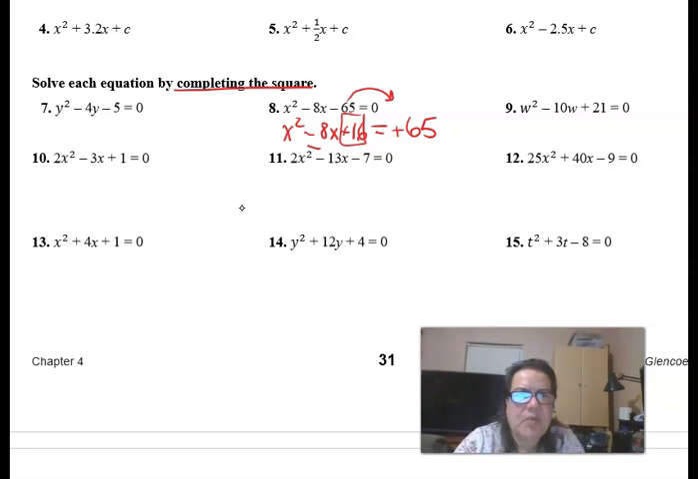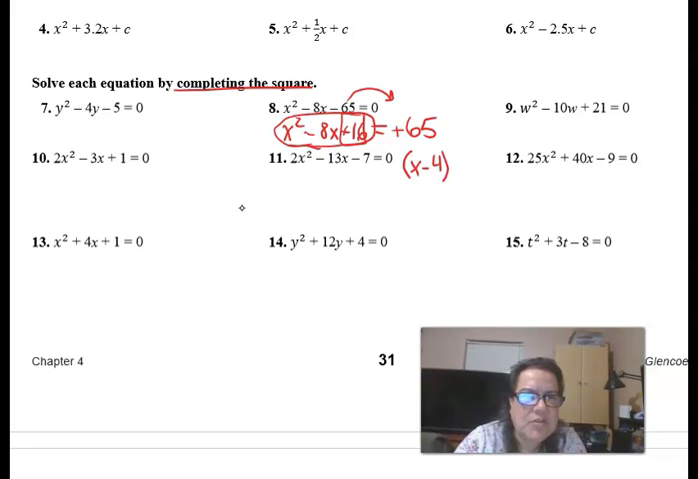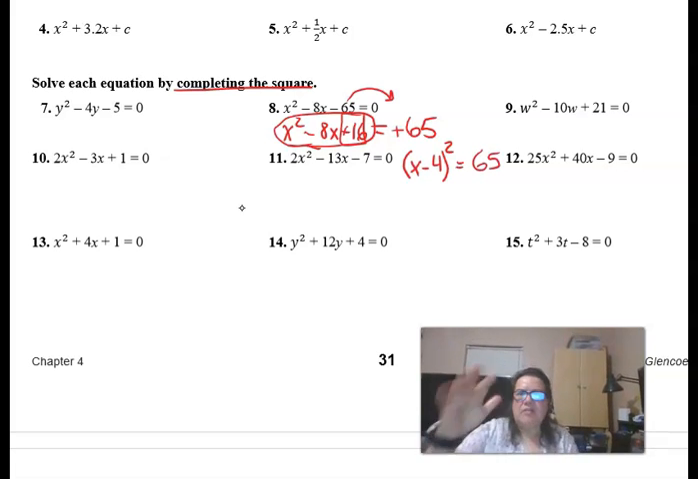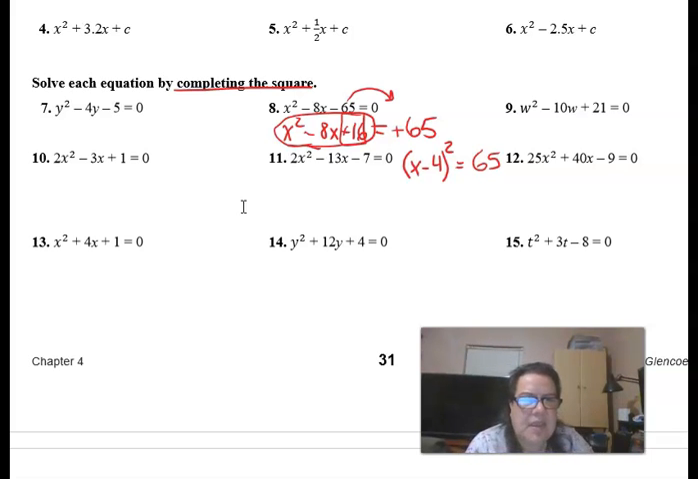So now we continue the process. Now I can factor this thing right here. What are the factors? It's x minus 4 times x minus 4. So it's 2 of them, right? And that is going to be equal to your 65. And then you want to solve it or do other things, whatever they ask you. But I think it just said to complete the square, and we've pretty much done that as well.